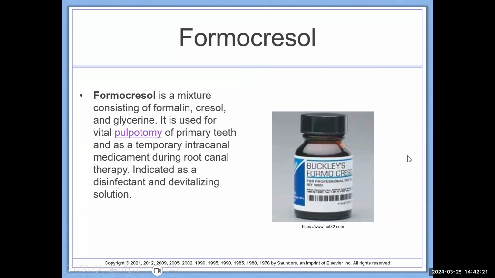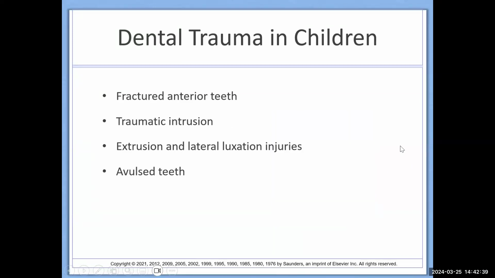Formocresol is a mixture, like I said before, of formalin, cresol, and glycerin, and it's used for a vital pulpotomy. Okay? And you want to use it as a temporary intracanal medication when you're in the middle of a root canal therapy. So it's more considered a disinfecting tool, and you want to maybe deaden the tooth.